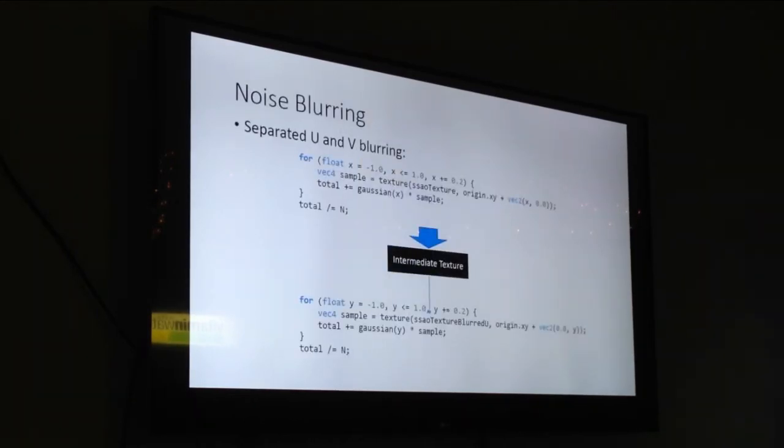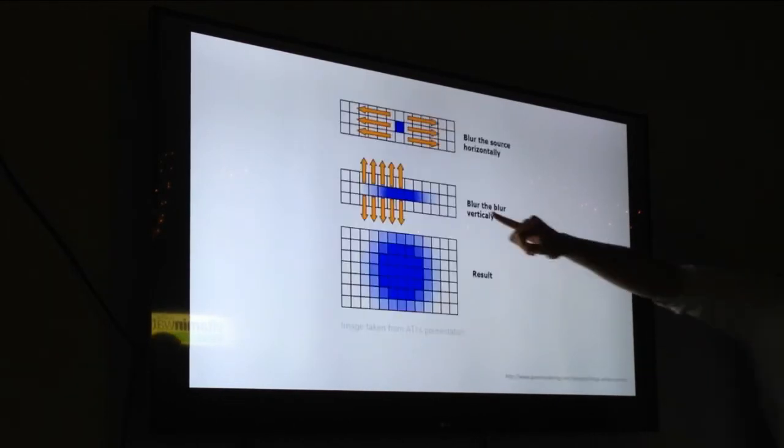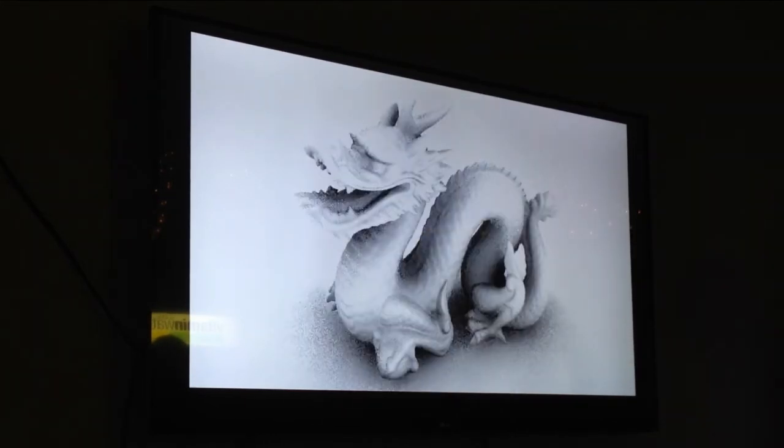So that's what the fragment shader looks like to do that. Instead of having a nested loop, we now have 2 loops with an intermediate texture in the middle. We render to an intermediate texture, which is the horizontally blurred only texture, and then we blur that in the vertical direction. And here's our original noisy SSAO output from our SSAO shader. And here's what it looks like after blur.